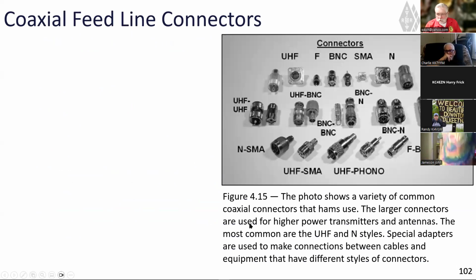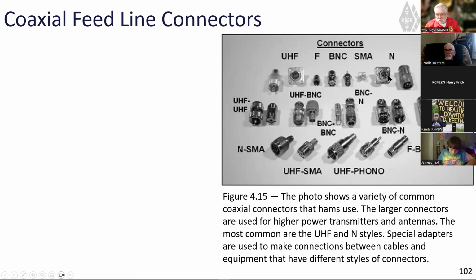This is showing you a bunch of different types of antenna connectors. I would say that the UHF is the most common we use. We call it a PL 259. It looks like that. SMA is what's used on most of your handheld radios. They have used the BNC in the past on handheld radios.